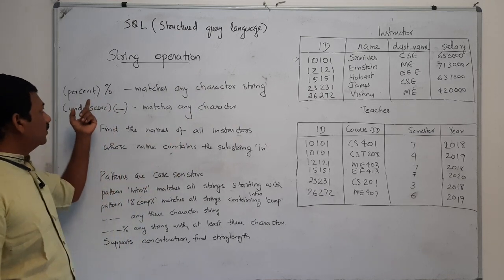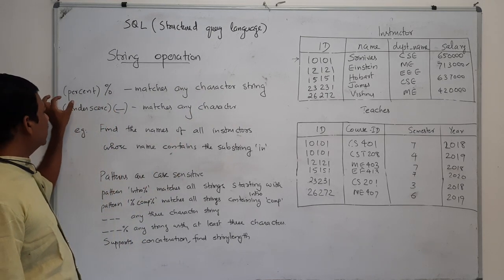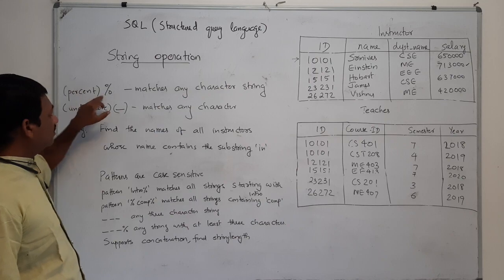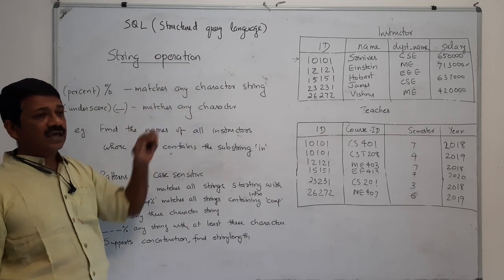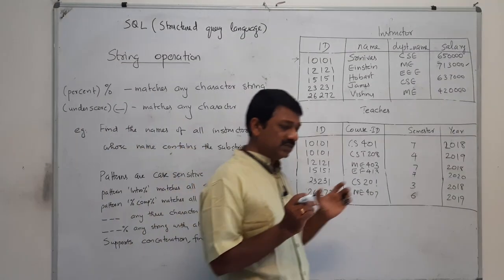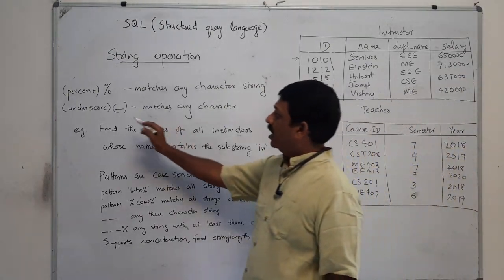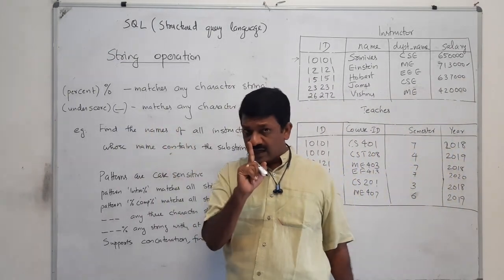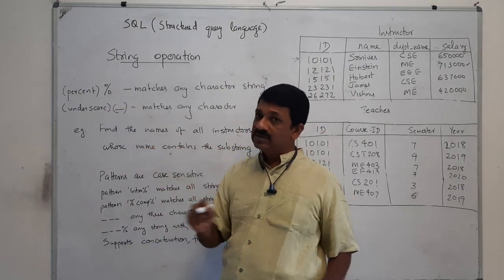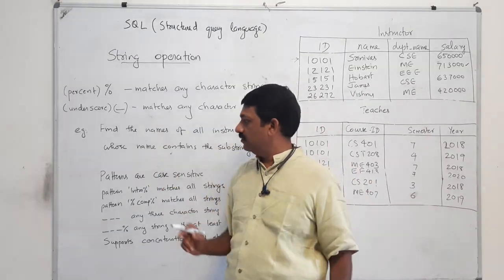SQL supports string operations. For example, these are the wildcard entries. Percentage matches any character string, that is, any string having 0 or more characters. Underscore means a single character. Percentage means a string of characters.